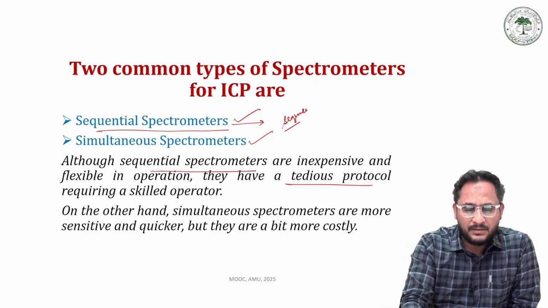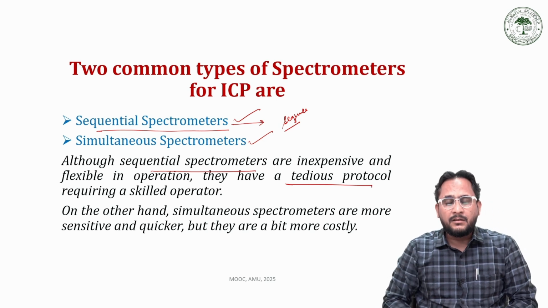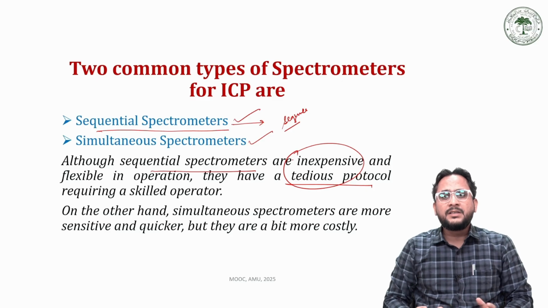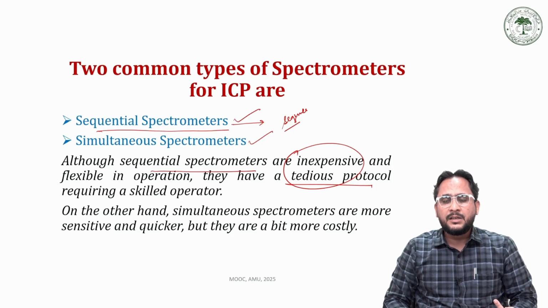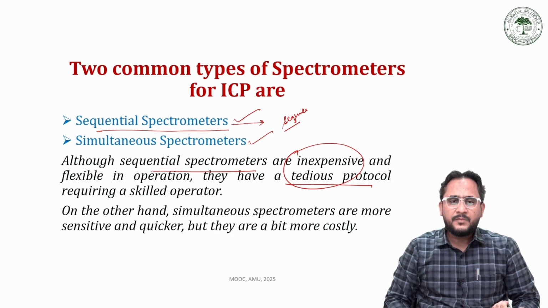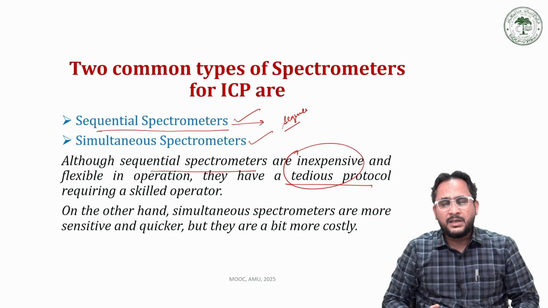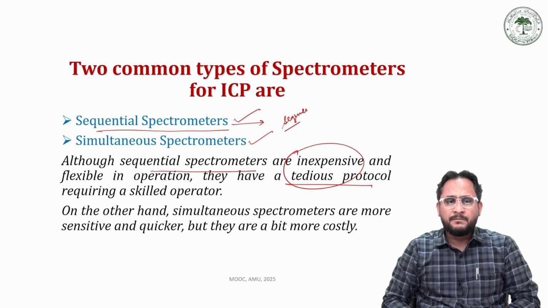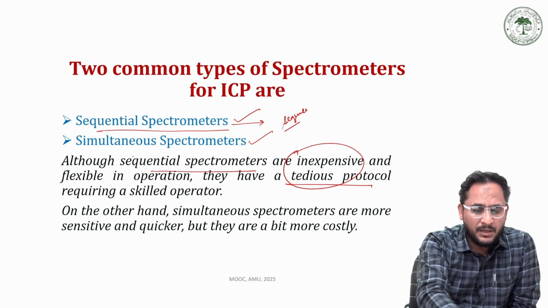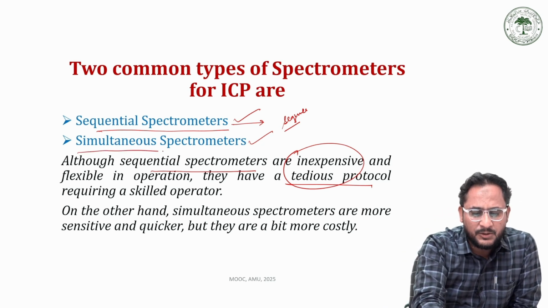Of course, it is a tedious task which requires a long time, although the machine is inexpensive because all basic equipment is used: we have one single photomultiplier tube as a detector and one monochromator. Similarly, since we are not doing multiple analyses at a time, we may not need a very high excitation source, and therefore, although it requires a skilled operator, a very highly trained person is not needed for these sequential spectrometers. On the other hand, we have simultaneous spectrometers.